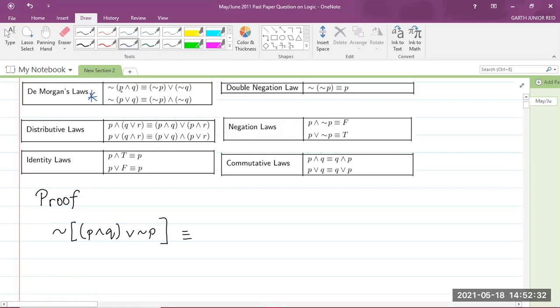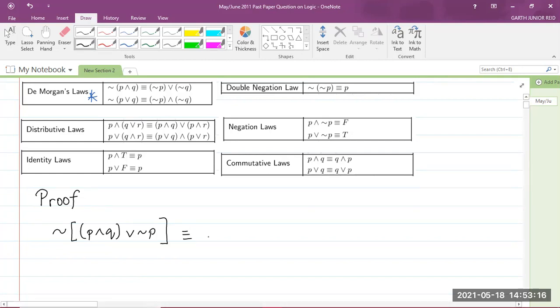I have the negation of (P and Q). When I expand the brackets and put the negation inside, it becomes the negation of P, but notice that the connective changes. If it is and, it changes to or, and then we get not Q. Similarly, if we had the negation of (P or Q) and we expand, we get not P, but the connective changes to and, and then not Q. So that is the law that we'll be using first, De Morgan's laws.